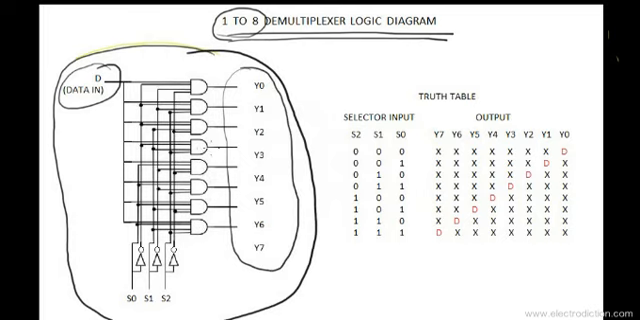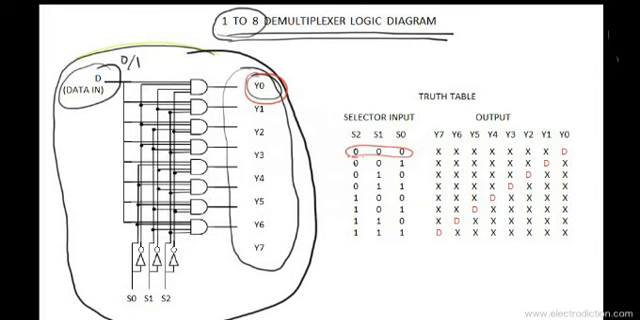So basically this data that we're supplying over here, that is D, might be a 0 or a 1, as this data is binary data. Now depending upon the case, if we want to transfer this data to a particular line, let's say the line Y0, what we would do is input a binary code of 000 at the selector inputs.